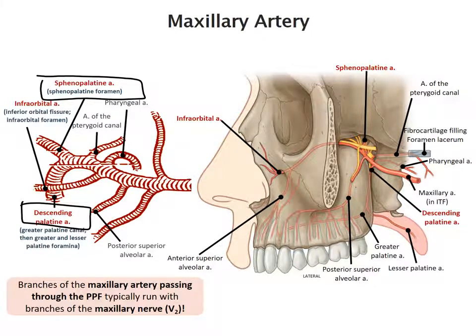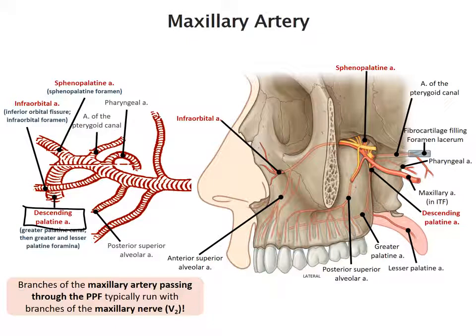The sphenopalatine artery traverses the sphenopalatine foramen on its course to the nasal cavity. The descending palatine artery exits the pterygopalatine fossa via the palatine canal. Within the canal, the descending palatine artery bifurcates to become the greater palatine artery and the lesser palatine artery. The greater palatine artery will supply the hard palate, and the lesser palatine artery will supply the soft palate.